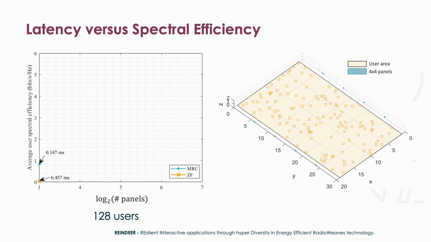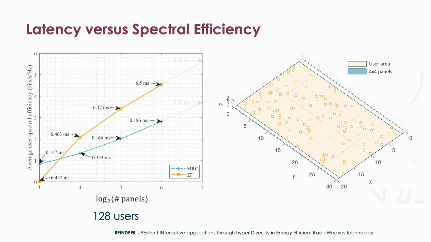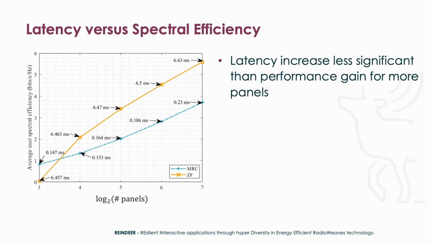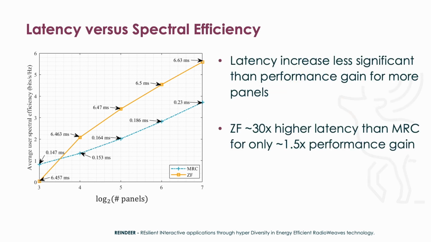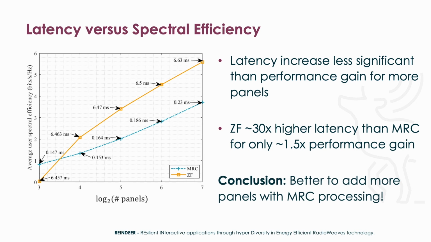If we compare the latency versus spectral efficiency for the high user density scenario, we can see that as the number of 16 antenna panels grows from 8 to 128, the latency increase is less significant than the achieved performance gain. Also, the zero forcing scheme attains significantly higher latency for a marginal performance increase over the maximum ratio combining scheme, which hints that it's better to add more panels with maximum ratio combining until the desired performance is reached.